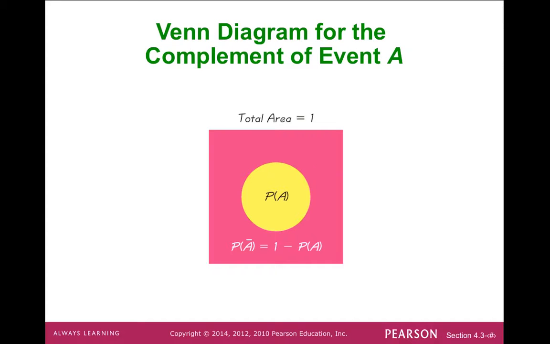And then here is a Venn diagram just kind of showing this, again, that the probability of A and the probability of not A together equal 1. So if you were solving for the probability of not A, but you had the probability of A, you could subtract it from 1 to solve for what you're missing.